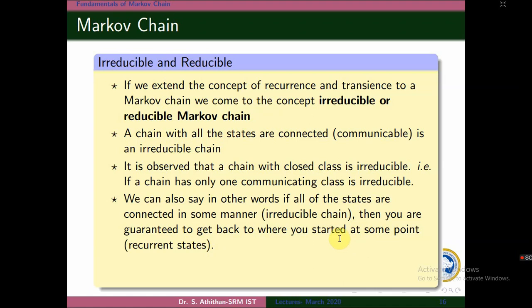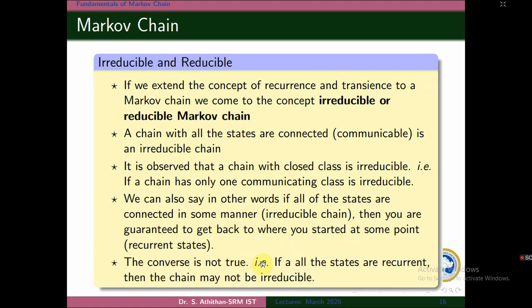For example, if we are having three states and the states are connected to each other, from 1 to 3, even though a direct connection is not there, you can come back to 3 through 2, but anyway you can come back. So that is the main thing here. The converse is not true. Main thing, you need to be careful here.